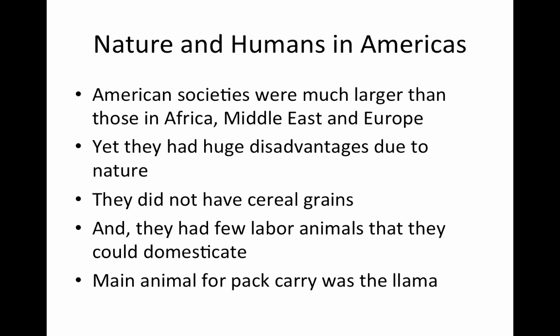Nature and human beings in the Americas, though, tended to be different from those in the Middle East. American societies actually were far larger than those in Africa, the Middle East, or Europe. In most of the cases, the Middle East and Europe tended to have at the most 10,000, maybe 20,000 people in their societies, while in the Mesoamerican region, so that would be from Mexico down to South America, most of the big kingdoms tended to have anywhere from 200,000 or more people within their civilizations.